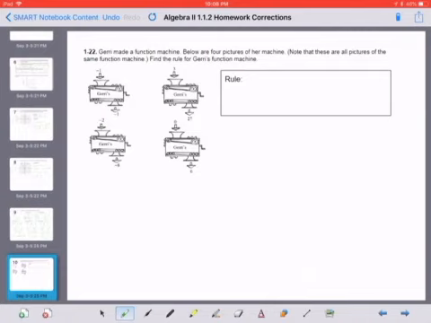For the next problem, it says Jerry made a function machine. Below are 4 pictures of her machine. Note that these are all pictures of the same function machine. Find the rule. So I made a table to help me out.